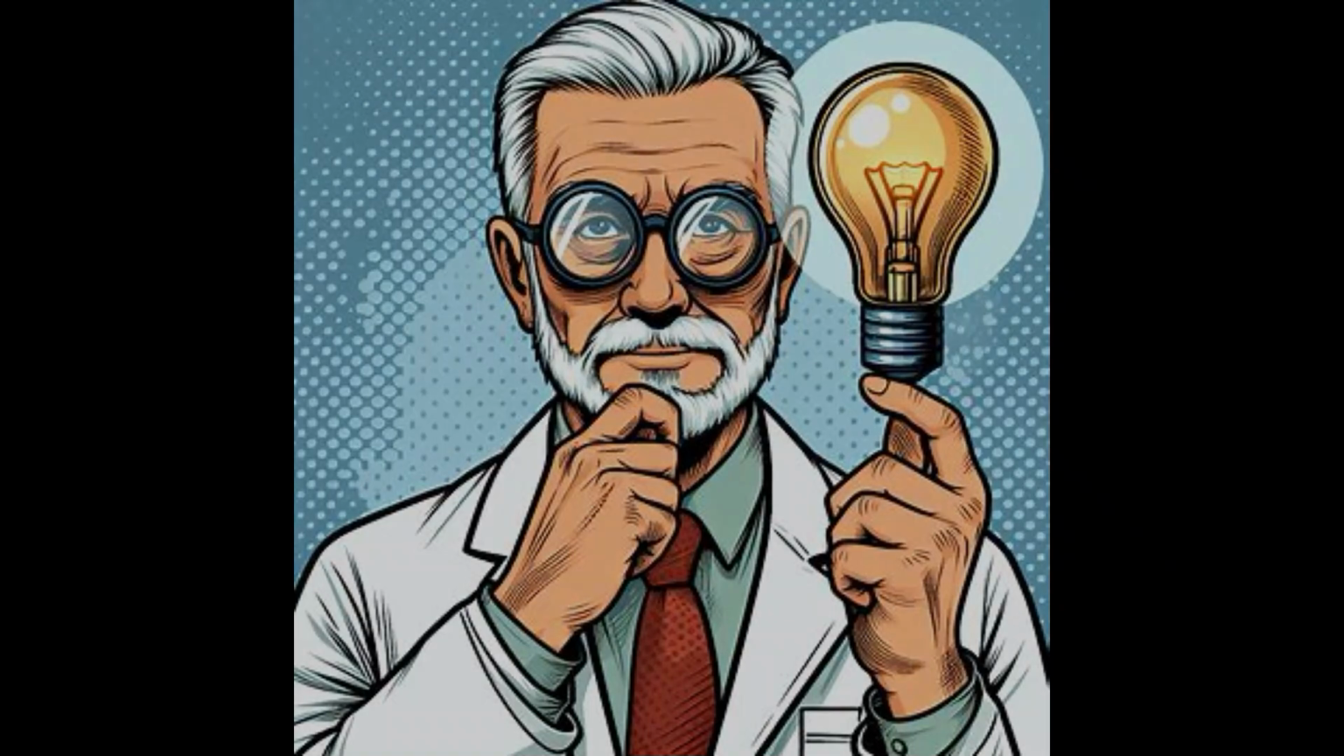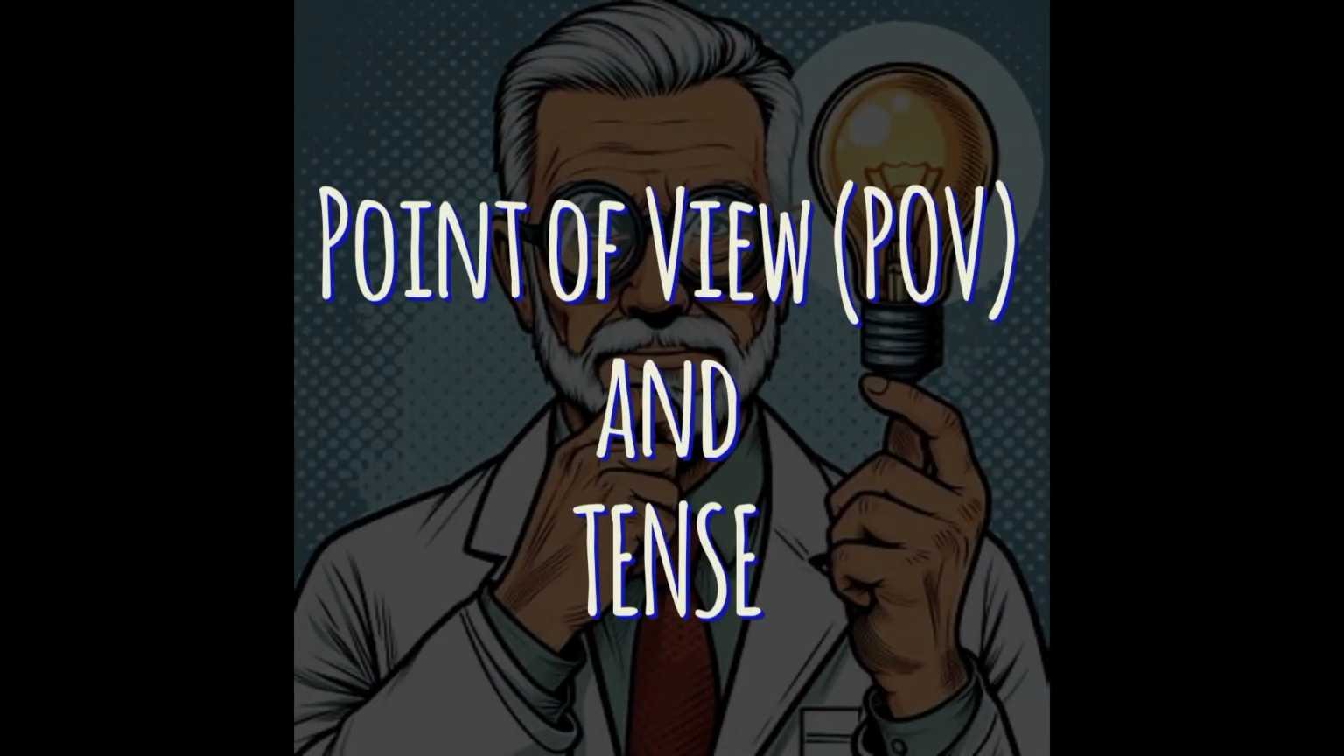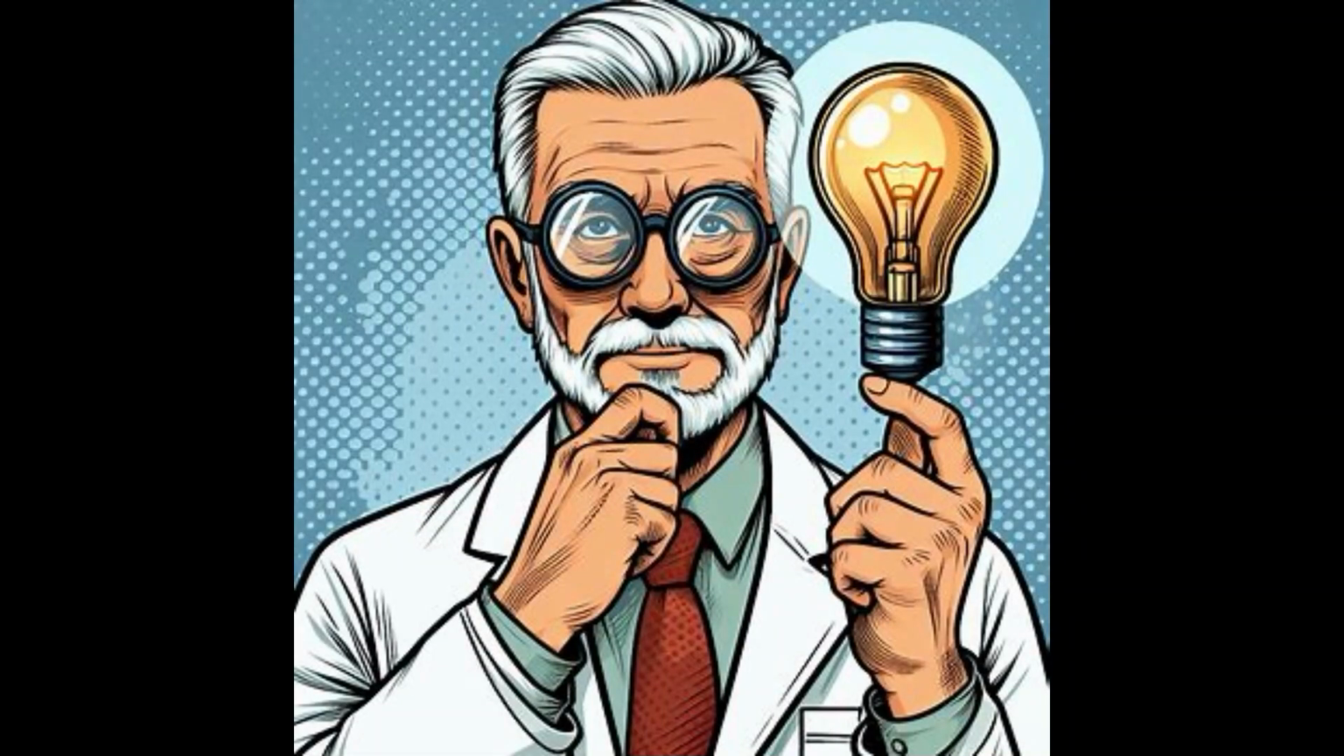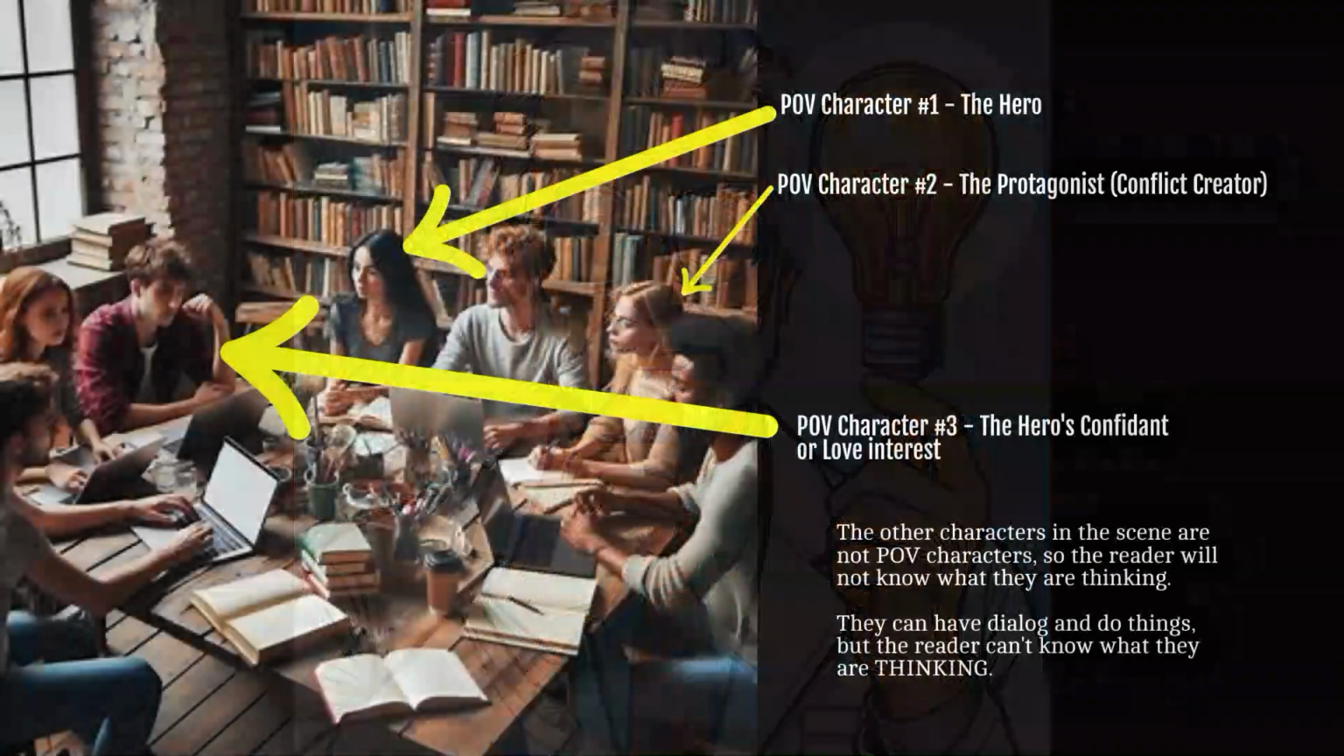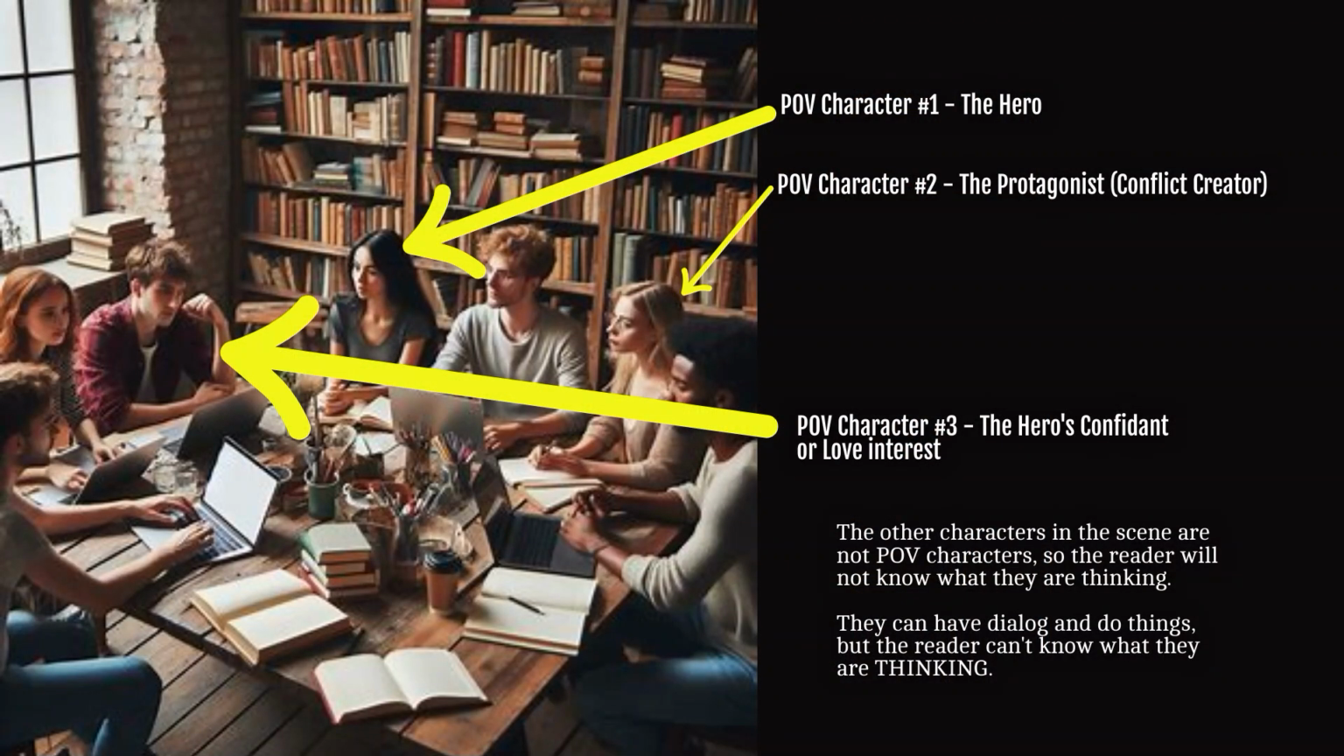In tip 6, we're going to talk about point of view and tense. What is point of view? Well, a point of view character is a character where the readers will know what they're thinking. Now, you may have many characters in your book, but really you're only going to pick a few to be your point of view characters.